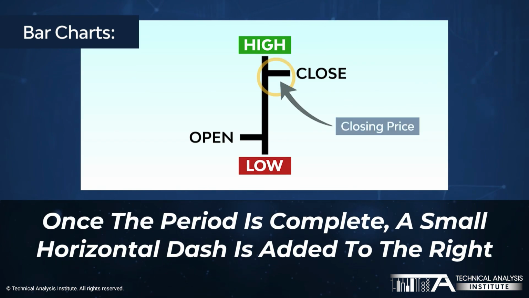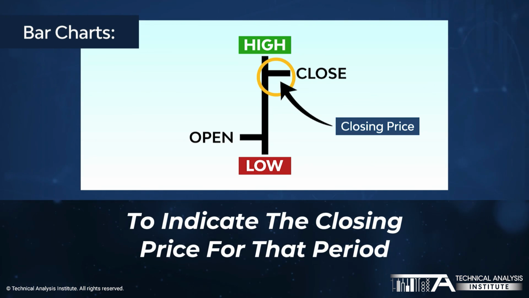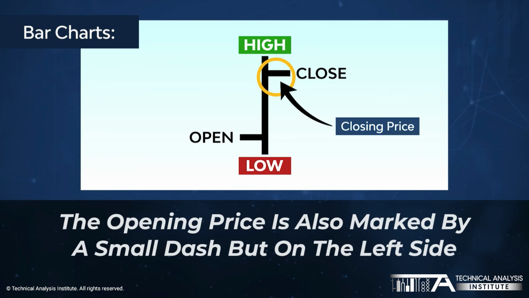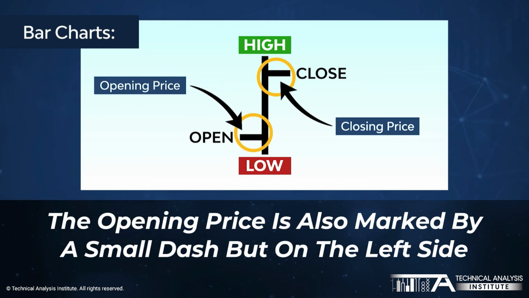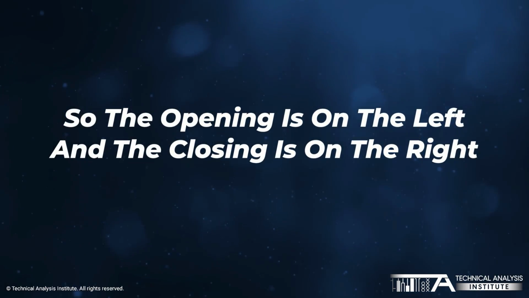Once the period is complete, a small horizontal dash is added to the right side of the bar to indicate the closing price for that period. The opening price is also marked by a small dash but on the left side of the bar. So the opening is on the left and the closing is on the right.